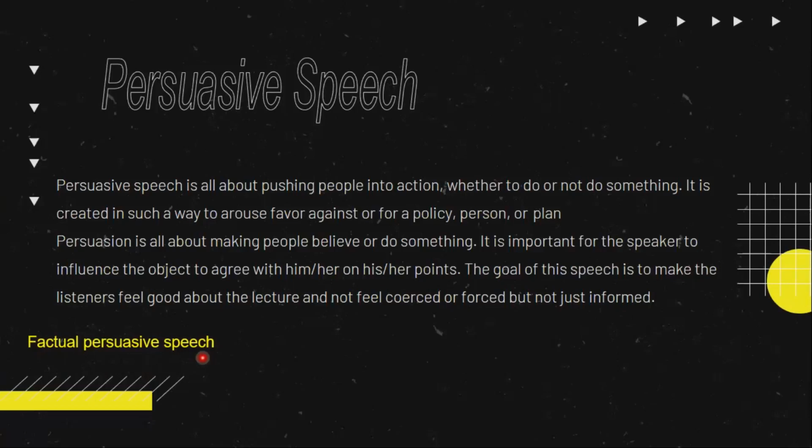This speech uses evidence to back up his or her points in convincing the audience to determine the truth. The speech is supported with proofs and evidence, in order for the listeners to believe the speaker even more. Aside from that, this speech is used to convince listeners whether Pluto is a planet or if vaccines cause autism in children. So those are examples of factual persuasive speech.